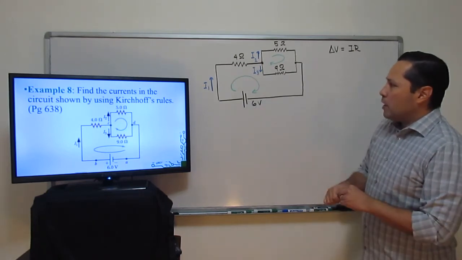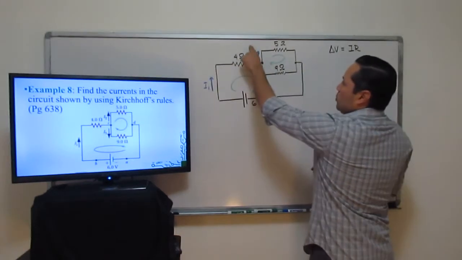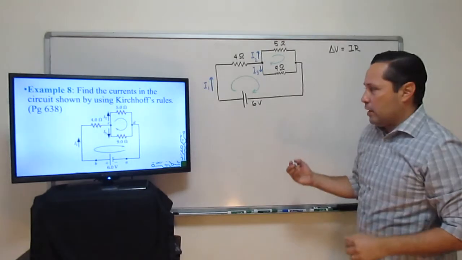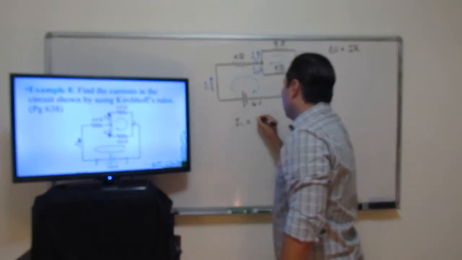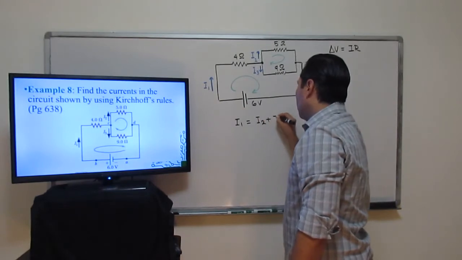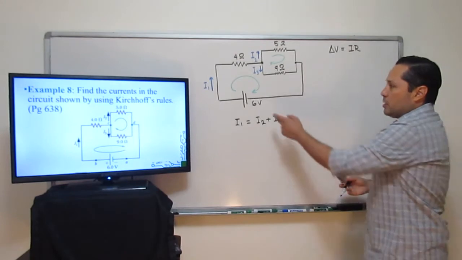So now we're going to begin with the junction rule. Notice that here current 1 is going to split into 2 and 3. So we're going to make the following claim. According to the junction rule, the current 1 is equal to current 2 plus current 3. They equal each other.